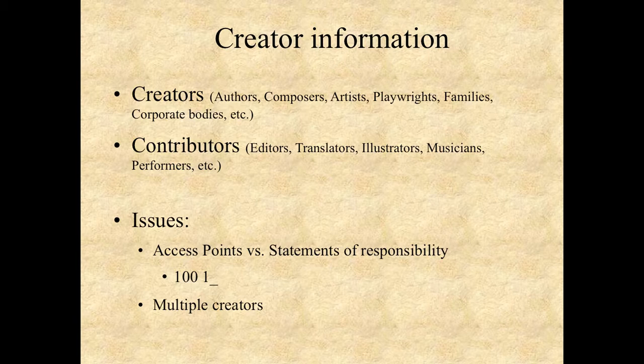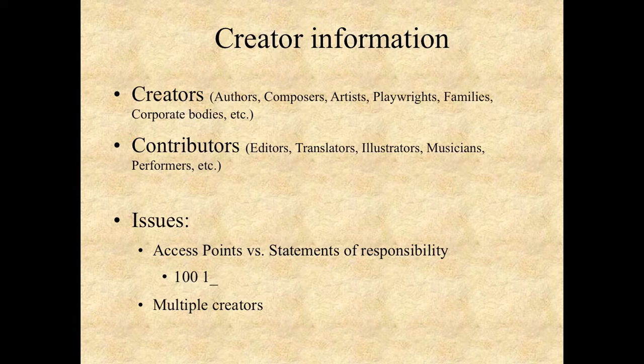Next up, we have creator information. So not only do we describe the resource itself, but we're also concerned with those responsible for its creation. So that means we need to understand who or what is responsible for creating a resource. For this type of metadata, we're interested in identifying and listing the persons, families, corporate bodies responsible for the creation of a work, or those who have contributed to an expression, to put it in further terms.